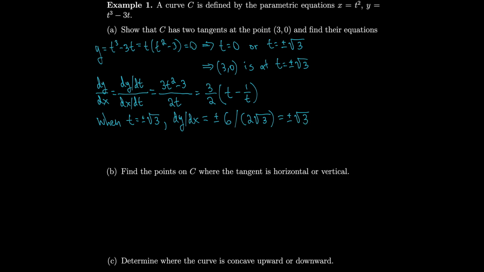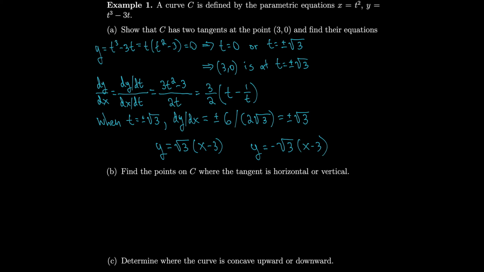So that means that we get equations for our tangent lines. Well, it's y minus y1 equals m times x minus x1. So y minus 0 is just y. Our slope m is square root of 3, and x minus our point at 3. We also have our slope negative root 3, same point. So those are our two tangent lines at the point (3, 0).